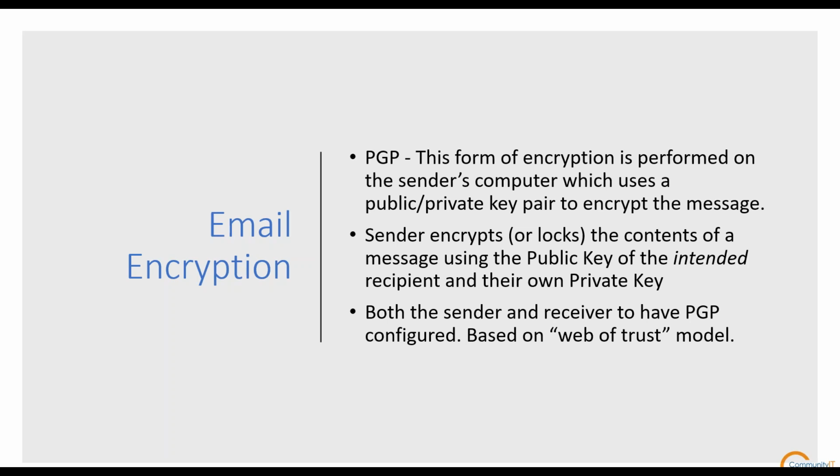They require access to my private key, which has a separate password. So in the PGP model, you've got the sender encrypting, or kind of locking, the contents of a message with the intended recipient's public key and also their own private key. There's some fancy math that makes this all happen, but basically it means that PGP email requires both the sender and the receiver to have PGP configured.